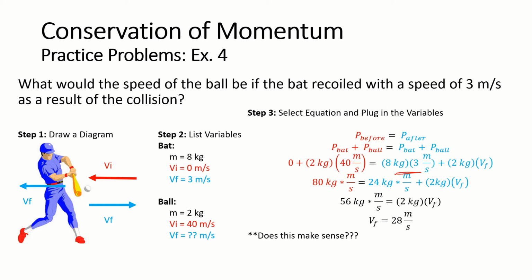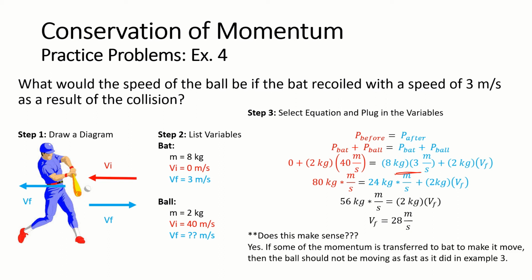So your velocity returning to the pitcher should be less than 40 because some of that momentum was transferred to the bat. Now notice the bat didn't give you the missing 12 meters per second, because the mass is 4 times larger. The bat is 4 times larger in mass than the ball is, which is why its speed is 1/4 of the difference, but that's neither here nor there. Just make sure it's smaller. That's the idea.